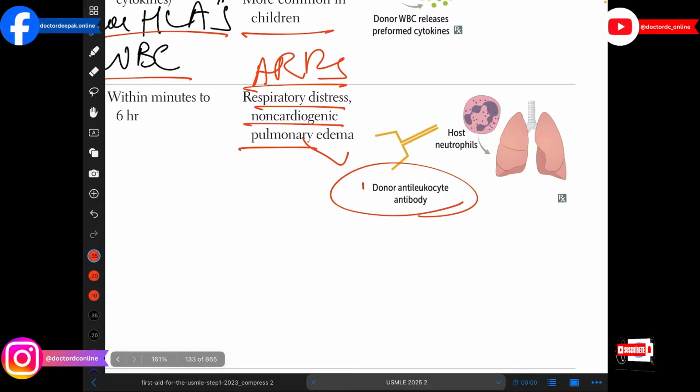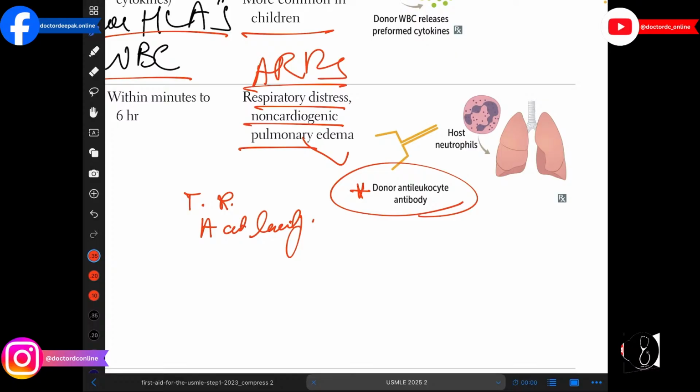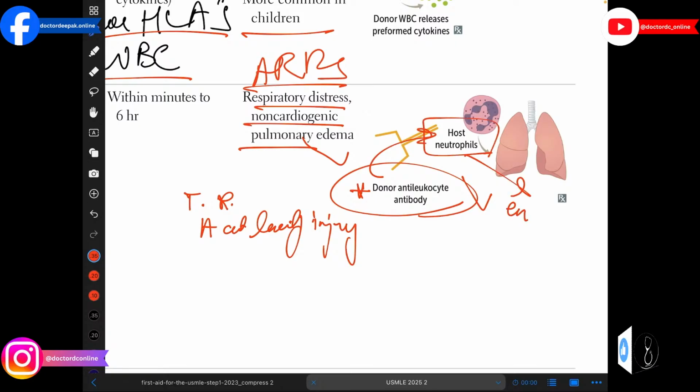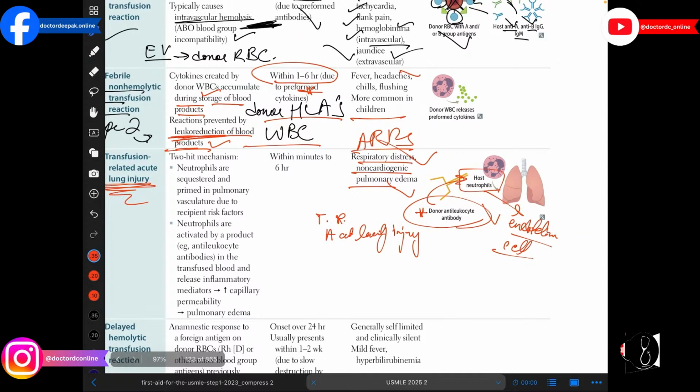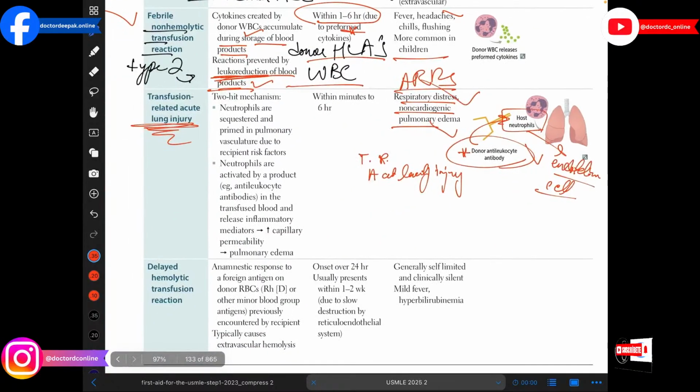In febrile reaction, there was antibody against HLA and WBCs, but in transfusion-related acute lung injury, we have donor anti-leukocyte antibody that will go and attack host neutrophils and endothelial cells. This will cause respiratory distress and non-cardiogenic pulmonary edema.